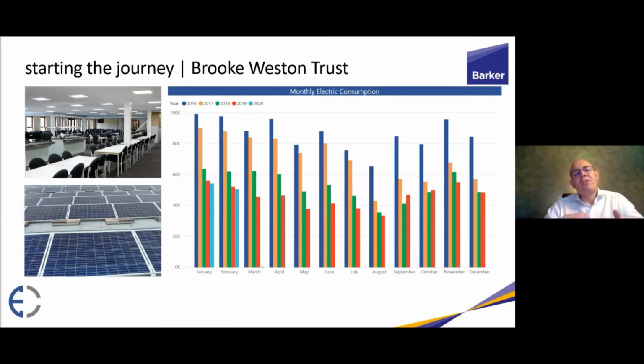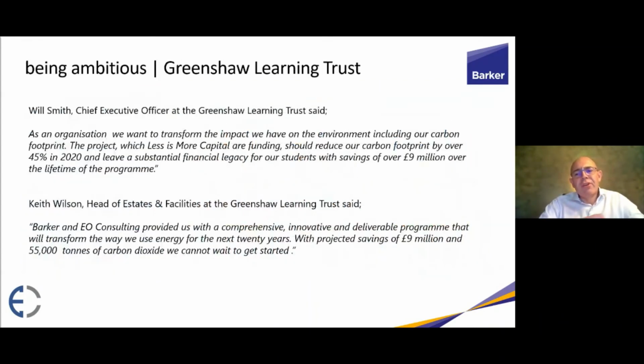So there's a whole range of opportunities that we can do on starting that journey and going forward in that way. And again, we're just starting on a program with Green Shell Learning Trust, and they're investing with Lissimore Capital £3.5 million in their estate to get to 50% carbon reduction in a 12-week program, and they're going to be saving over £9 million over the warranted life of the solutions they're putting in place, and they're going to be reducing their carbon footprint by 55,000 tonnes of carbon dioxide over that period of time.